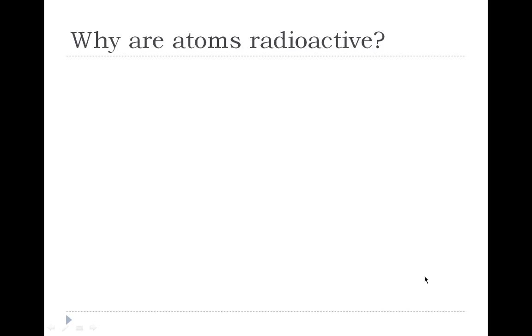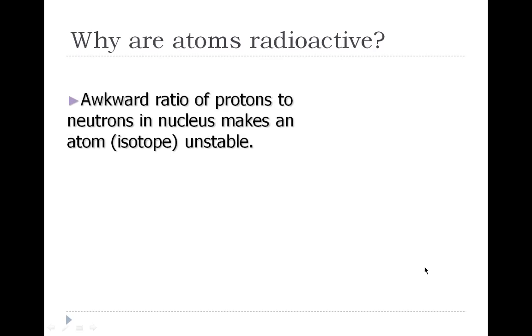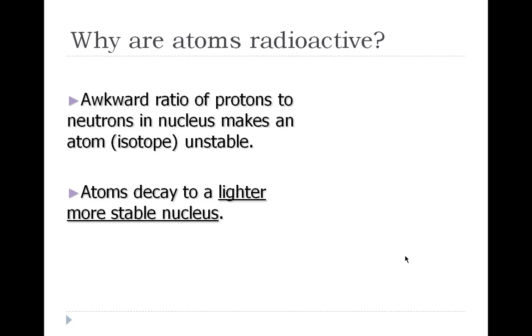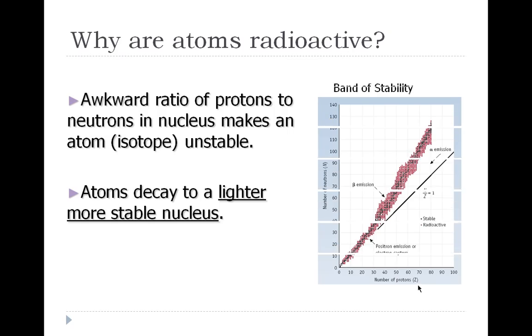Now, why are atoms radioactive? It's because there's an awkward ratio of protons to neutrons in the nucleus that makes an atom or an isotope unstable. So atoms will break apart. They'll decay into a lighter, more stable nucleus. The idea is that they don't want to be left feeling uncomfortable.